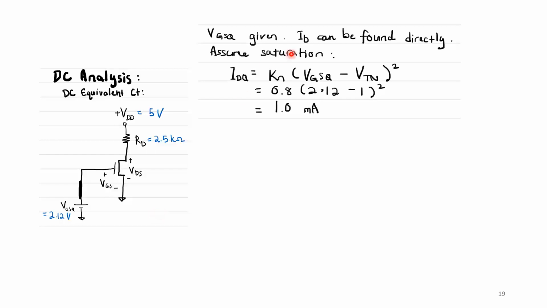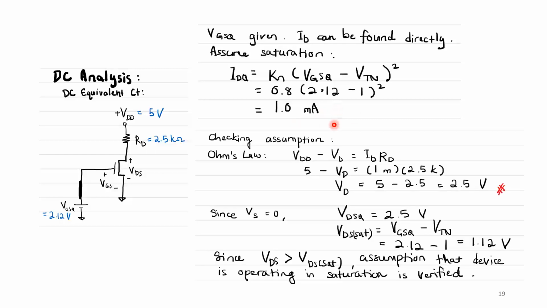and because VGSQ is given, we can actually find ID directly. So if you assume saturation, IDQ is equal to Kn, which is 0.8, times VGSQ minus VTN, which is 2.12 minus 1, squared. So you have IDQ equal to 1 milliamp. And if we check the assumption, we have Ohm's law. VD is VDD minus IDRD, and therefore I can get the value of VD here to be 2.5 volts. But since VS is equal to 0, VDS is going to be 2.5 minus 0 volts. And you can compare VDS with VGSQ minus VTN, because we want to check our assumption.